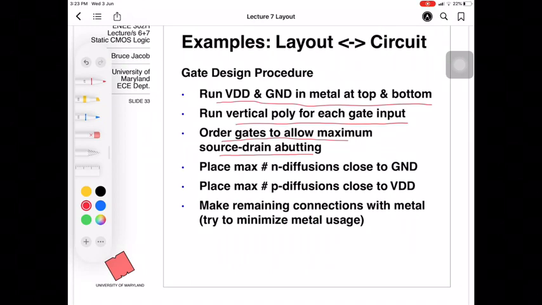So if we look at the previous example, just now you had for the Pmos, you had shared for B, C and D, you had shared the source and drain. So this means that maximum source and drain abutting. So this is a source and drain abutting.